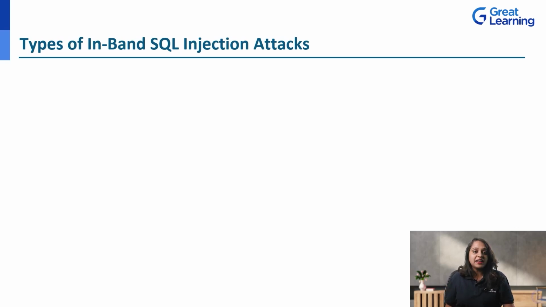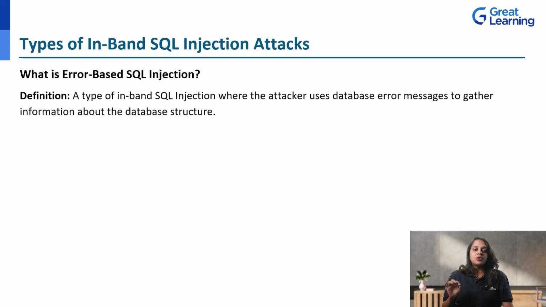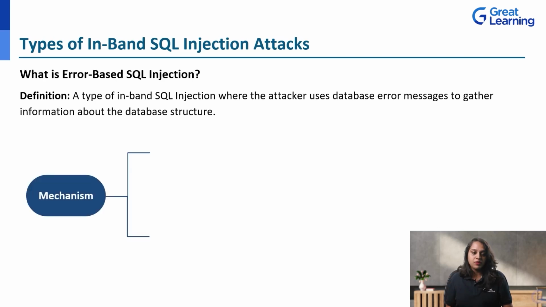So we will actually understand what error-based SQL injection is in depth. We already understood that error-based SQL injection is triggered by an error caused by the attacker, right? It is a type of in-band SQL injection where the attacker uses the database error messages to gather information about the database structure. This we already know. This has a mechanism. We will see what the mechanism is.